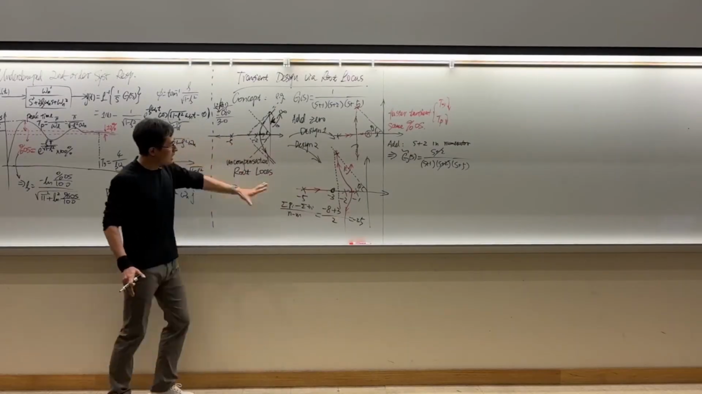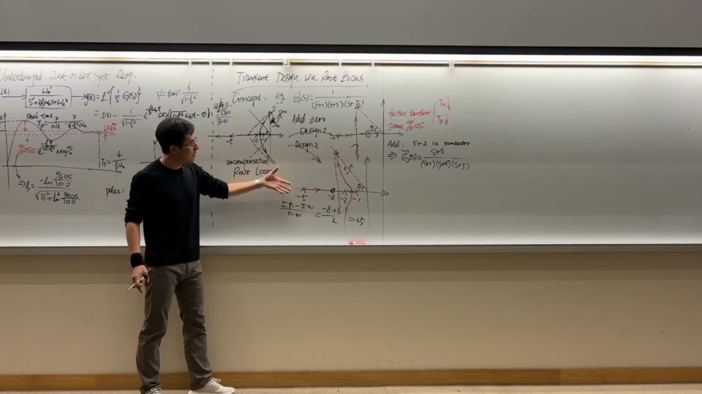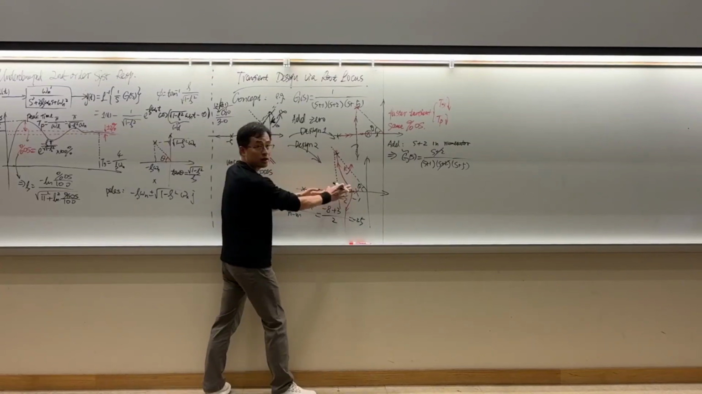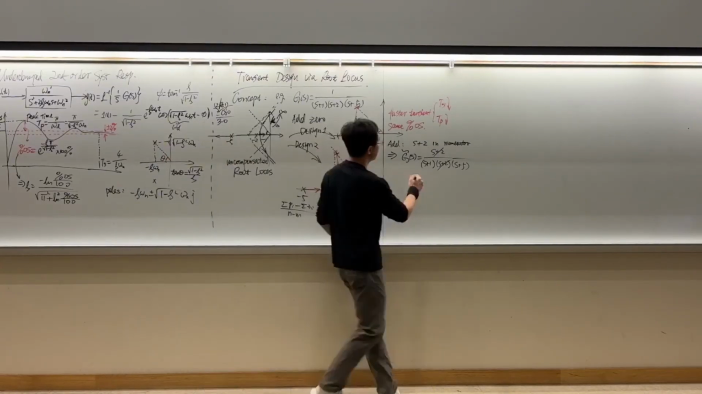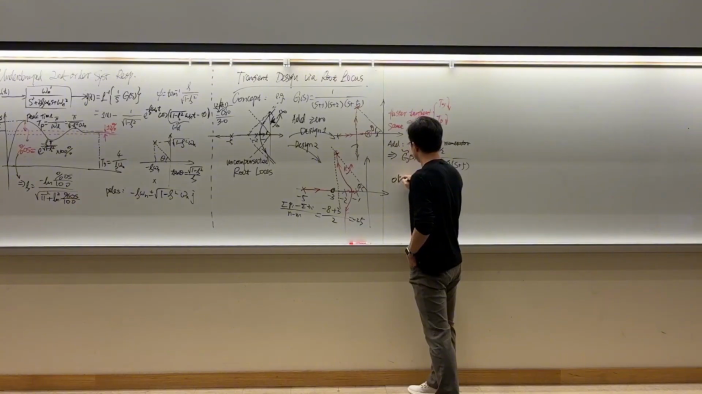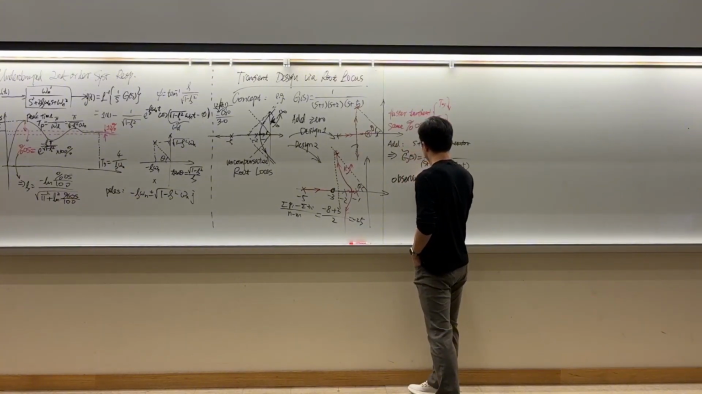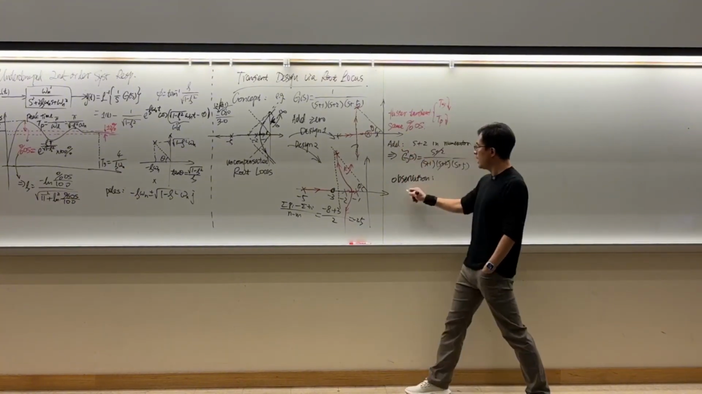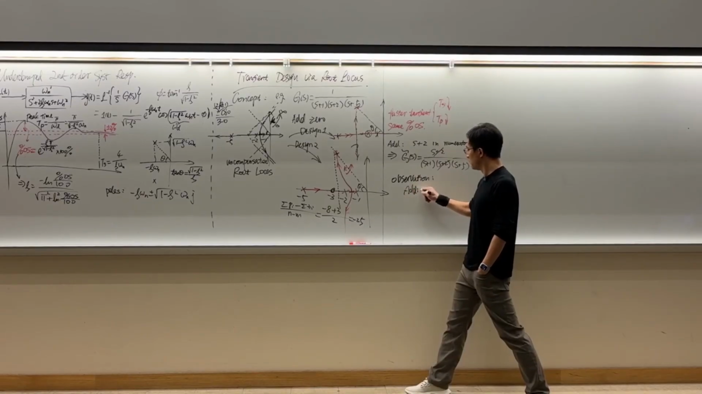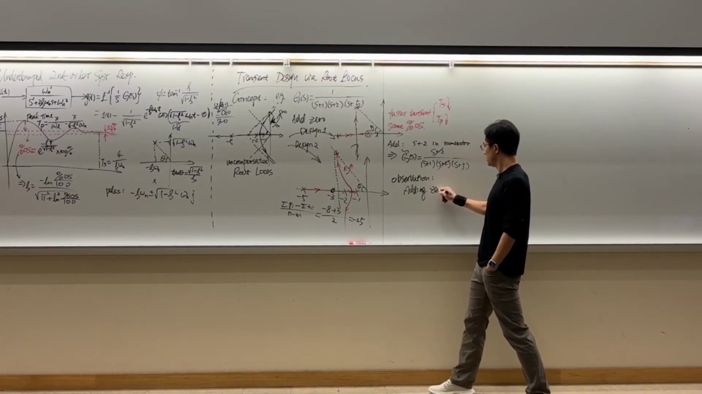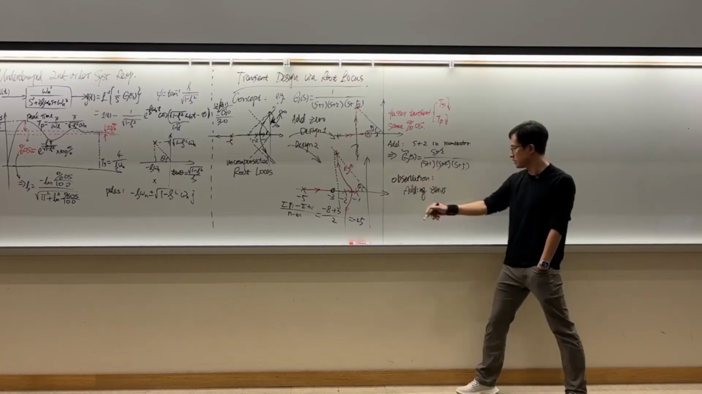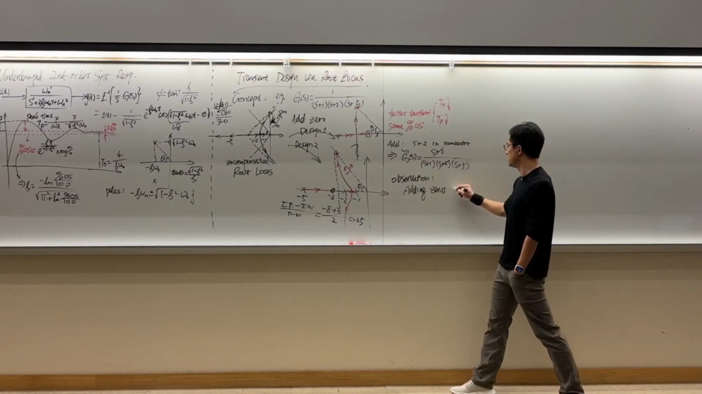All right? So now you see the major concept of root locus design. The key observation is this: adding these stable zeros improves the transient.